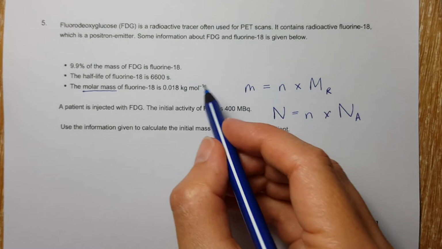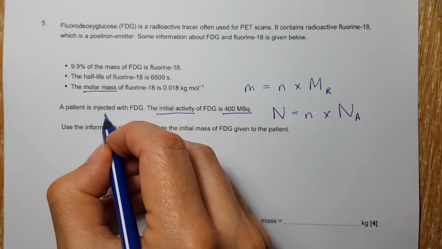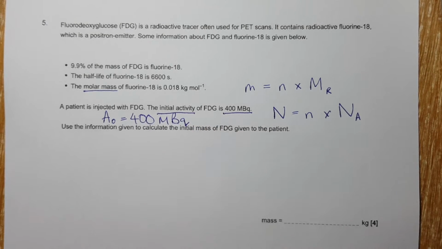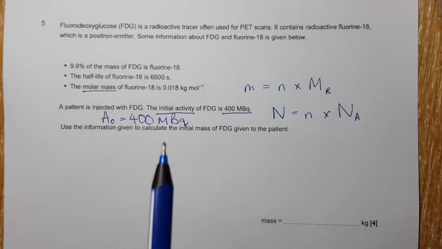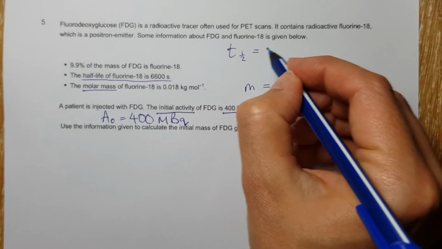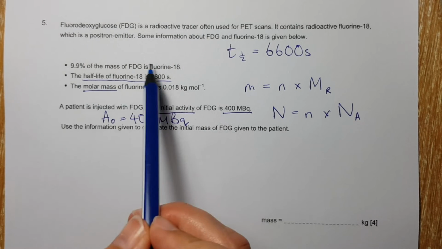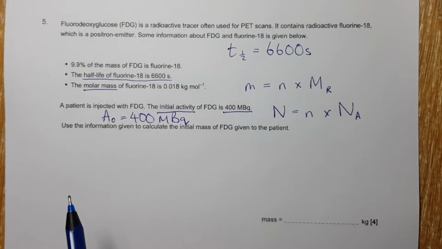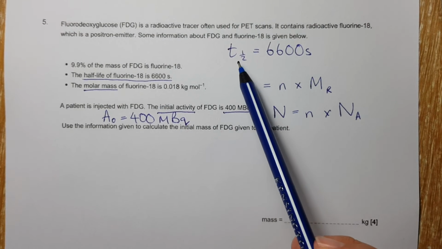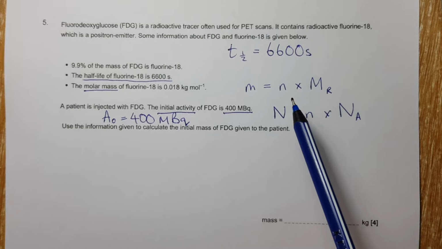We've also got here the initial activity of the sample, and so that's A0. So A0 is 400 megabecquerels, 400 million decays per second. And then the other thing we have here is the half-life. So like I said, half-life is 6,600 seconds. And then we haven't got to forget to do something with this 9.9% as well. All right, now we look at our formula booklet. We've got A0 there, we've got the molar mass, and we've got the half-life. So we look at our formula booklet and we see what we can work out.